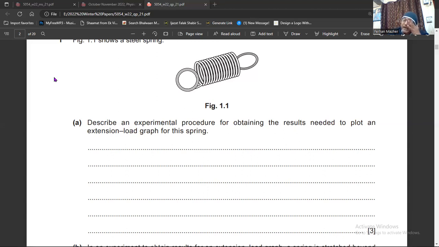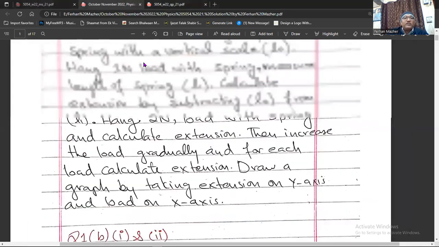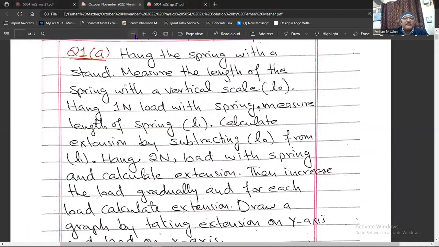Then I will plot a graph between the extension and the load. The load will be taken on the x-axis, and extension will be taken on the y-axis. I will plot the points on the graph and then join them. And this is how you will get the extension-load graph for this spring. It's a 3 marks question. I have written this answer also, so let me show you my written answer.